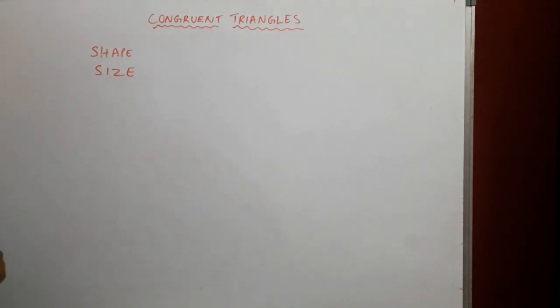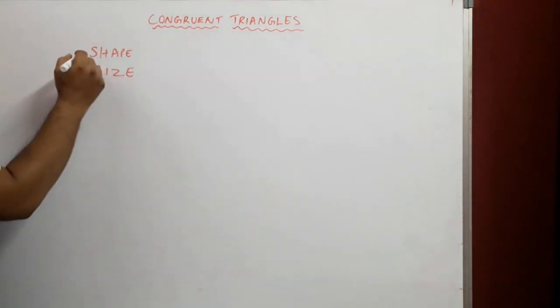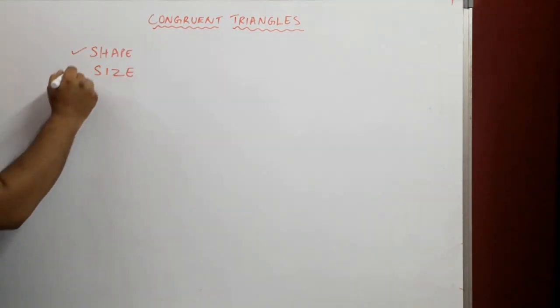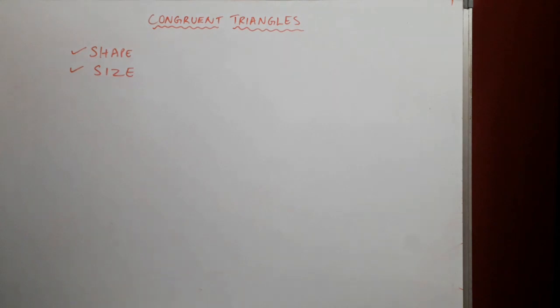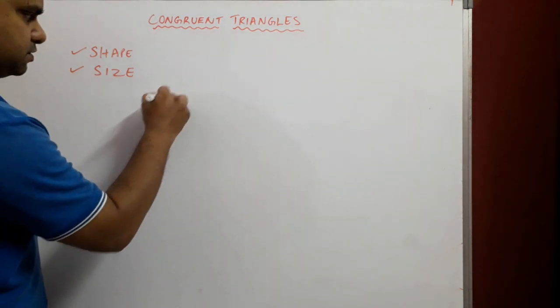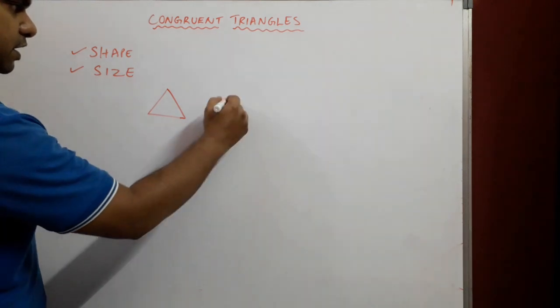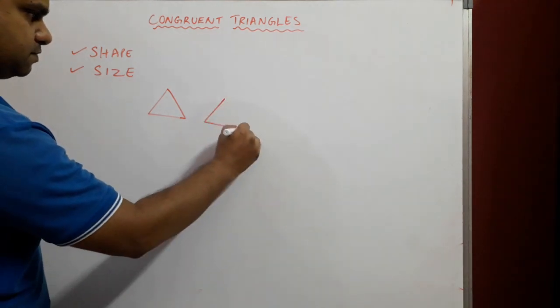So two things need to be fulfilled for two triangles to be called congruent. First, they need to have the same shape, and they need to have the same size. Let's take a few examples to actually understand what we mean by congruent triangles. Let's take an example. We have this triangle and we have another triangle.